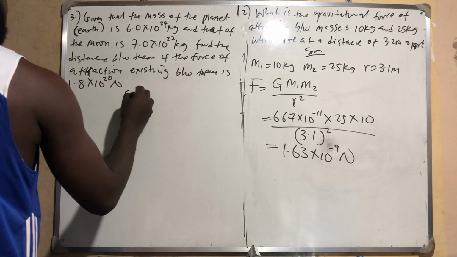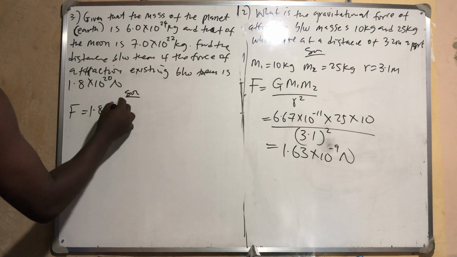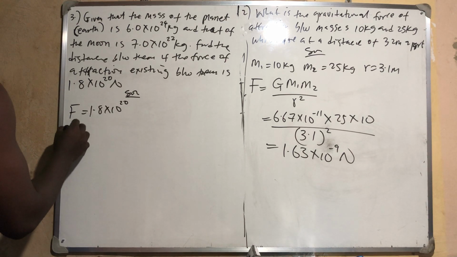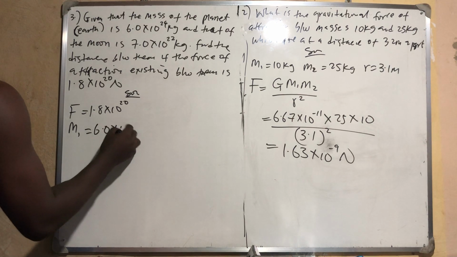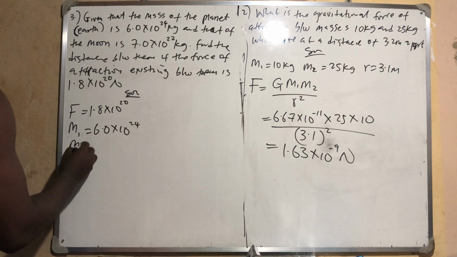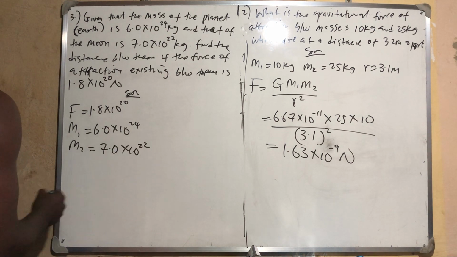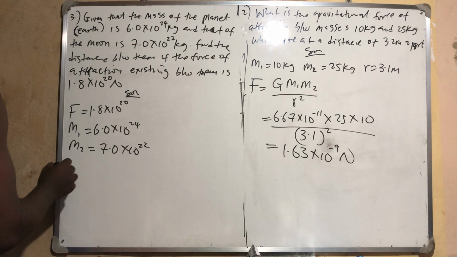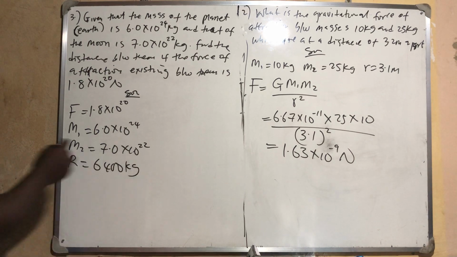Okay? Solution. The first thing they gave me, F, is 1.8 times 10 raised to power 20. The next thing they gave me is the mass, M1. The first mass they gave me is 6.0 times 10 raised to power 24. The second mass they gave me is 7.0 times 10 raised to power 22. Okay? And then I know that the radius of the Earth, R, is equal to 6,400 kg. Okay?